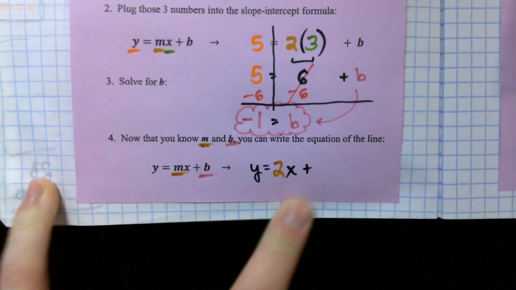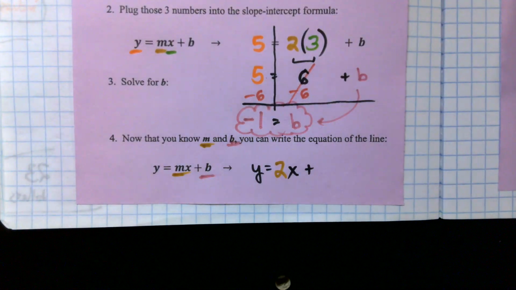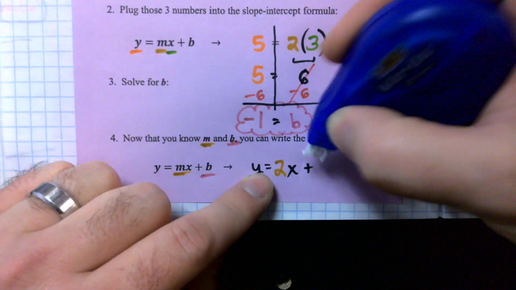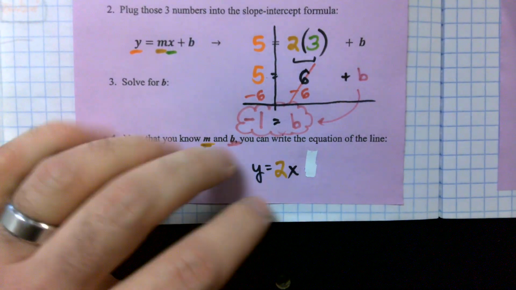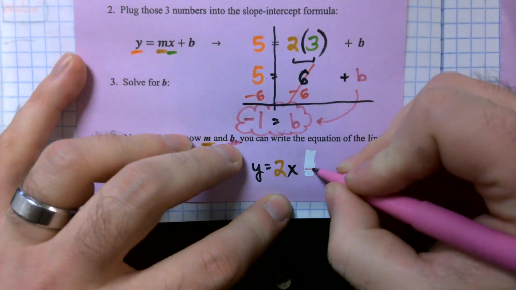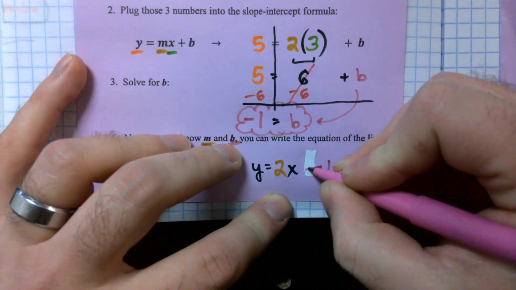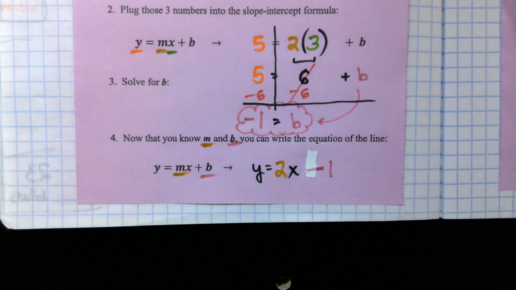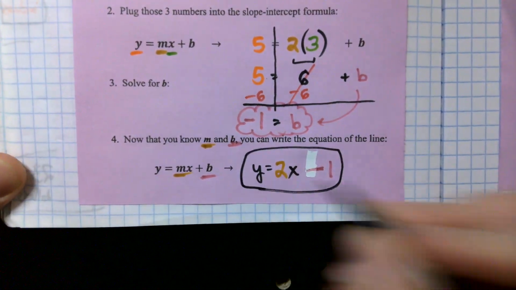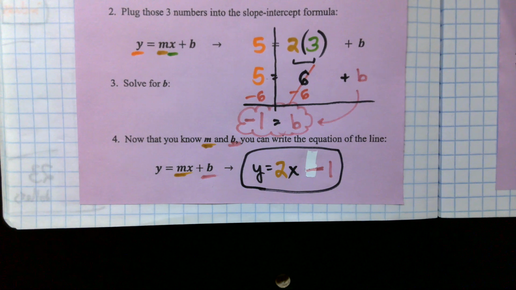Negative 1. So what happens to that plus? It turns to a minus because it's negative 1. I totally didn't do that on X. Minus 1. There's my equation. Y is equal to 2x minus 1.